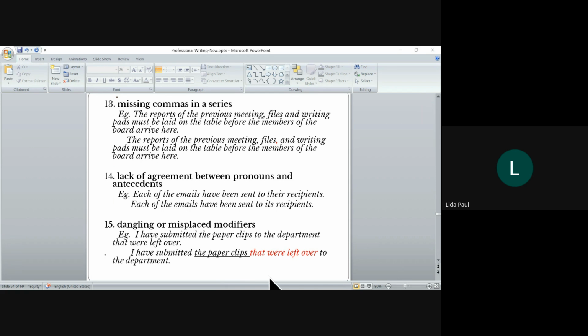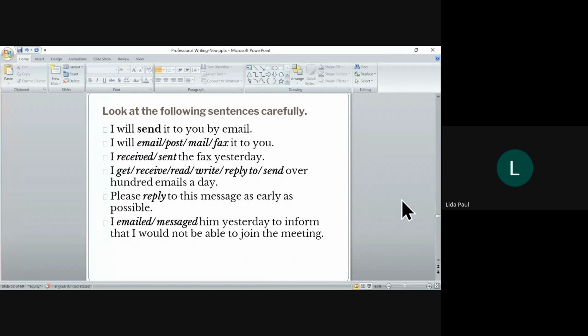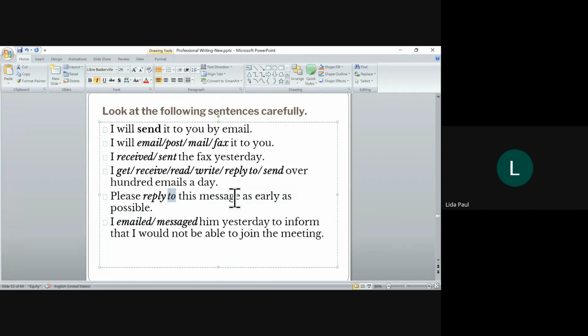But one more thing in the slide. I just want you to read through. Don't do anything, just read through those sentences on the slide. These are basically some of the most commonly used verbs in emails, right? Just read them. You don't have to do anything, just take a glance at them. And once you're done reading, you can join the link that is now shared in the chat.